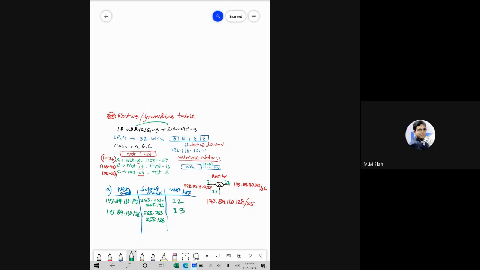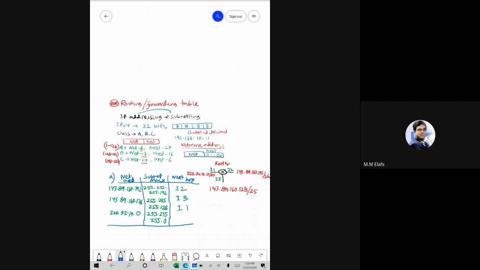And the last one, very simple, 220, then 32, then 19, and then 0. Now slash 24, that means 255, 255, 255. So already 24 bits 1, and then the last octet of the subnet mask will be 0. In that case, it will be I1, right? Okay, so we got our routing table.